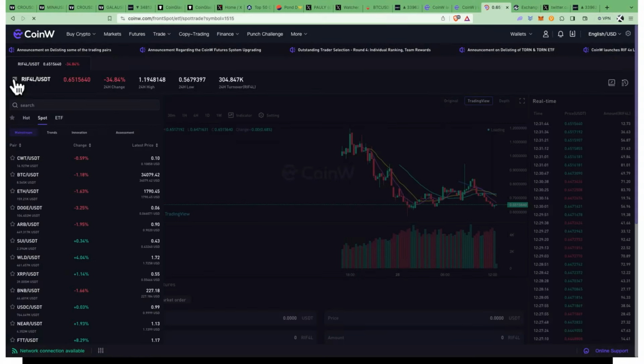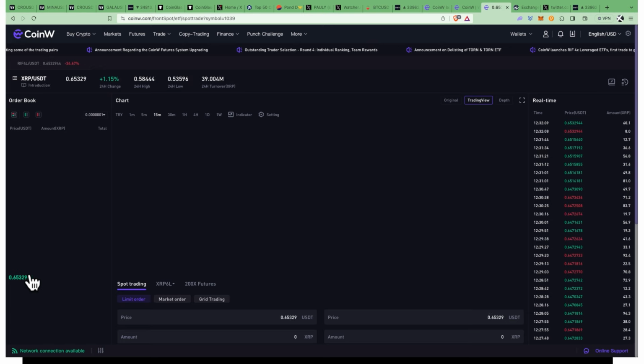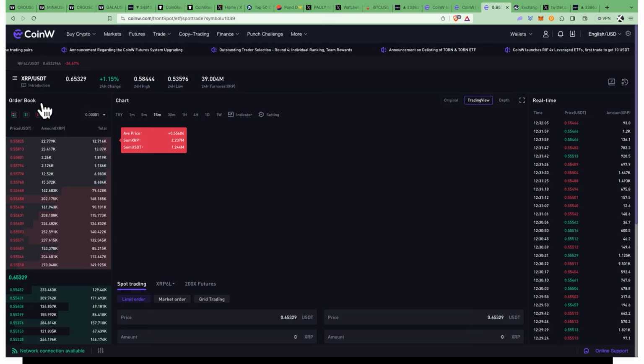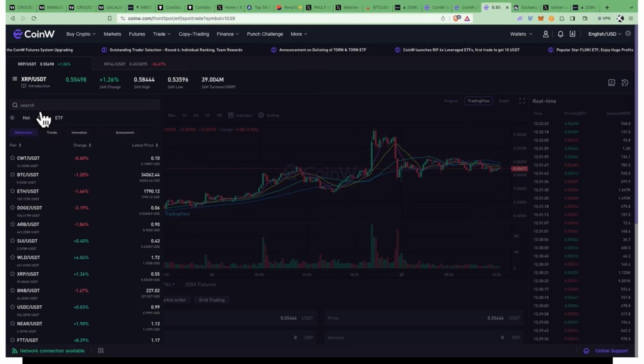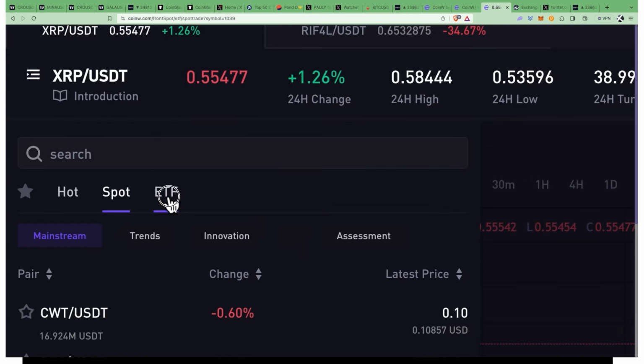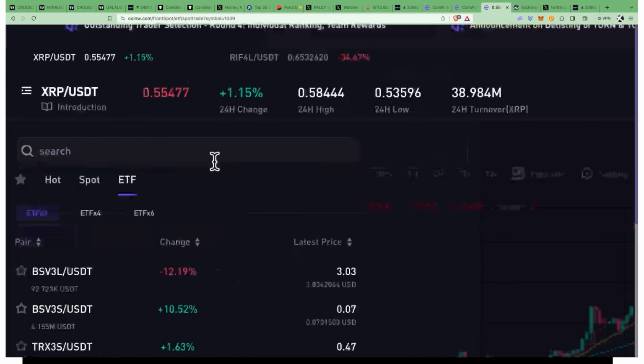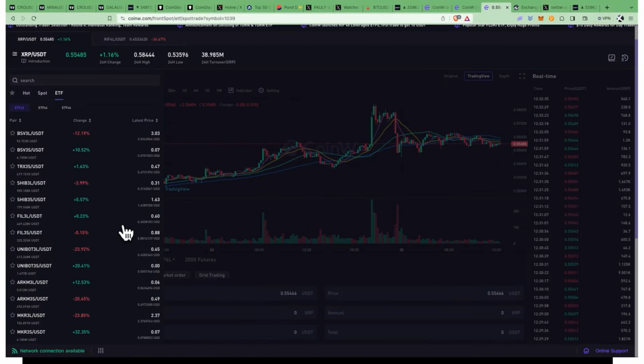I would just click here and I can select XRP, right? I click on XRP, but this is a normal XRP. It's not an ETF. You have to keep in mind that the ETFs function almost as a spot trade, a spot coin. It's just that they have 3x attached to them. So I want ETF, so you have to make sure that right here you click ETF, then it will show you a list of ETFs that are available here.